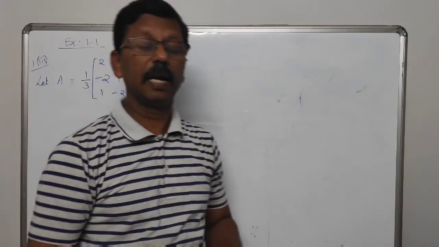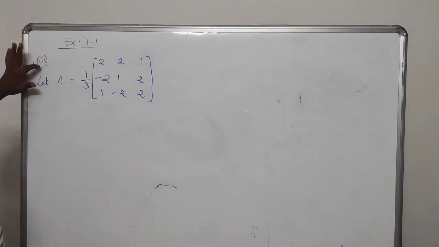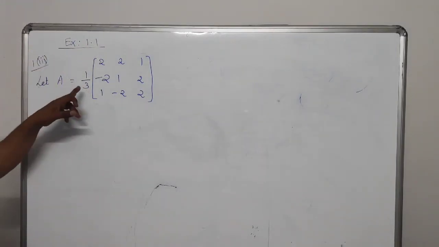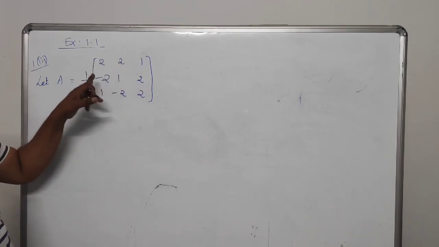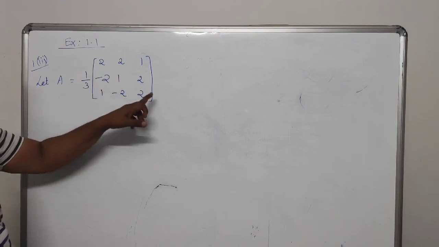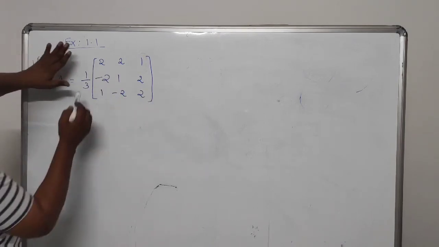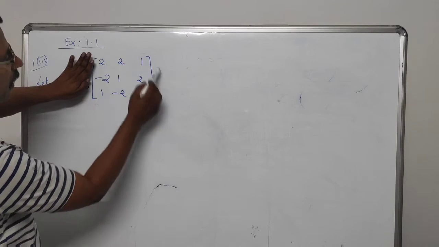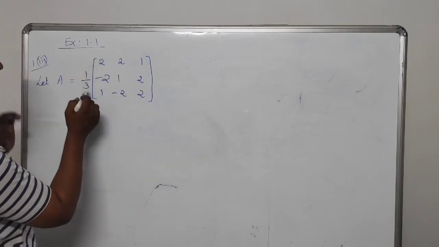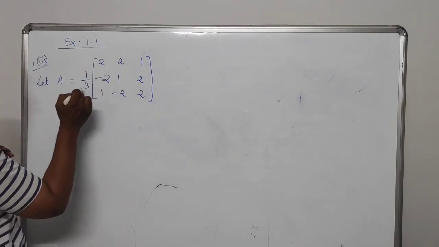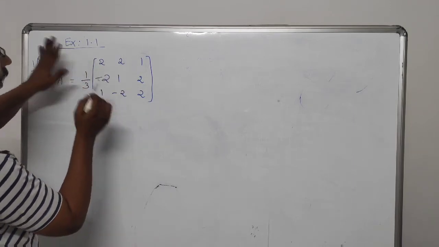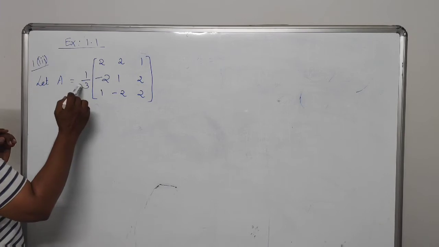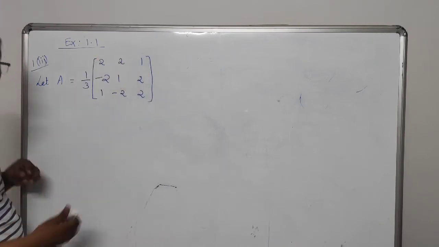Yes, another problem we can consider is the third subdivision of the first problem in the first exercise. The given matrix is 1 by 3 into [2 2 1; -2 1 2; 1 -2 2]. Now if there were no 1 by 3, we could easily find the adjoint of this one. Since this matrix is multiplied by a scalar, we cannot find the adjoint by skipping the scalar. First of all, we take this 1 by 3 into the matrix.